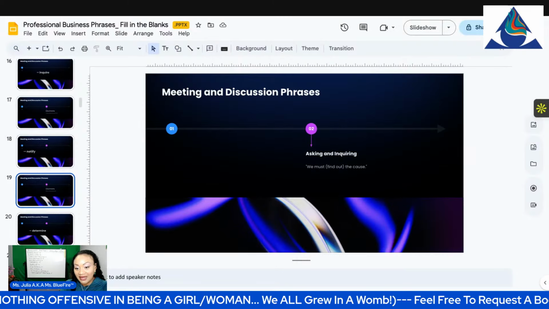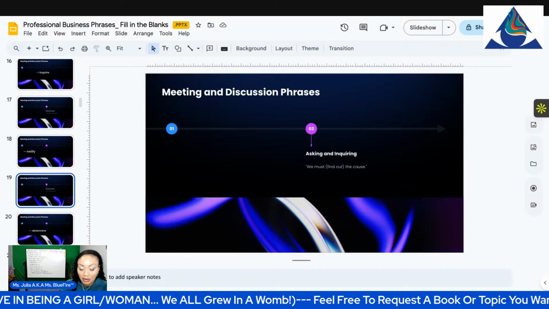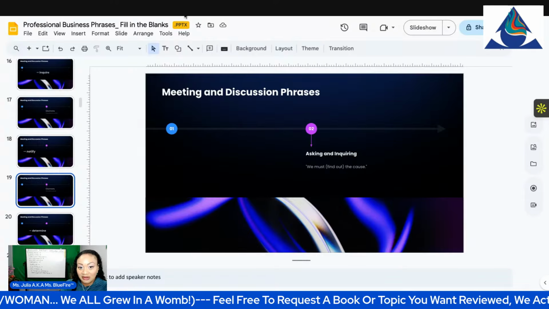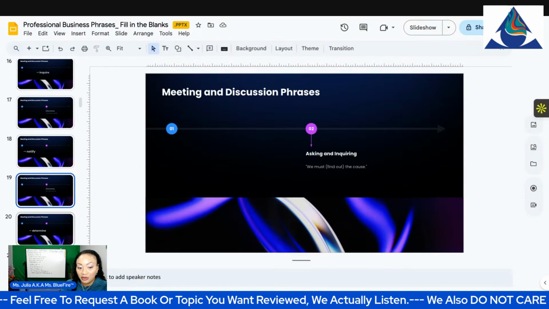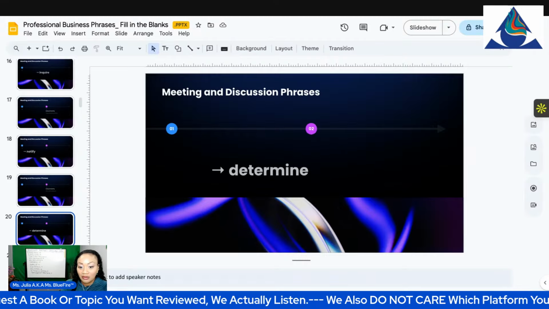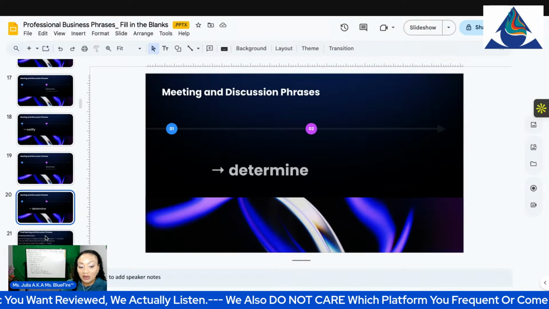We must find out the cause. The proper word to use, or the recommended word to use, is determine. We will determine the cause.